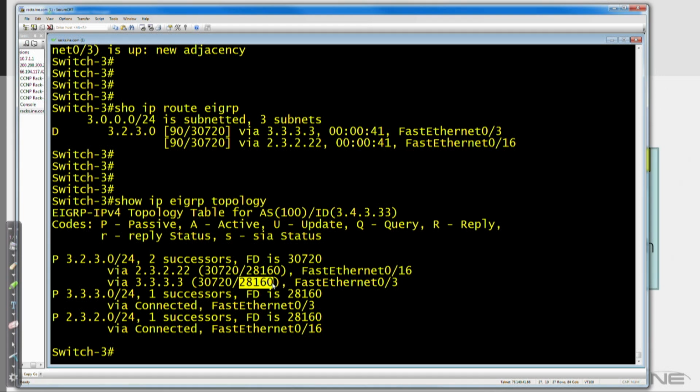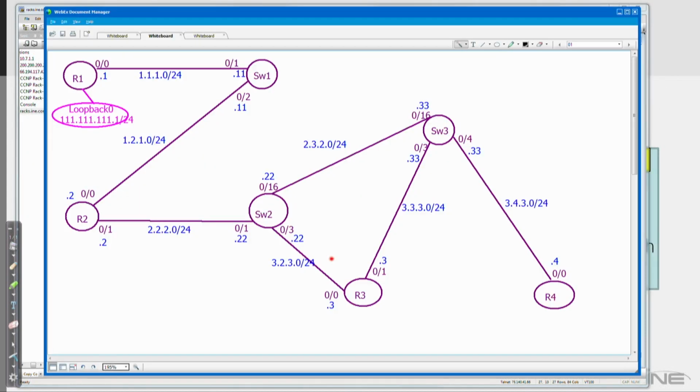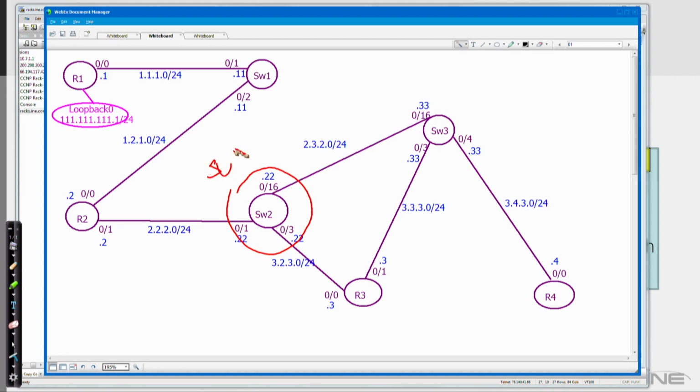But then when I factored in my own bandwidth and delay to get to them, it bumped up my distance a little bit. So my feasible distance, which is my best distance to this network, is 30,720. Now the next thing I'm going to do is say, okay, I want switch 2 to be my successor, and I want router 3 to be a feasible successor.